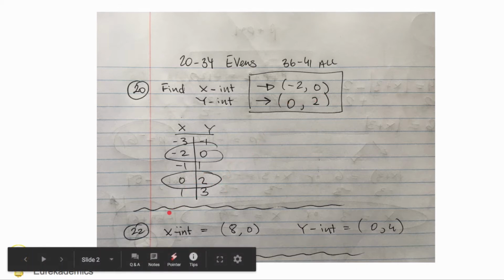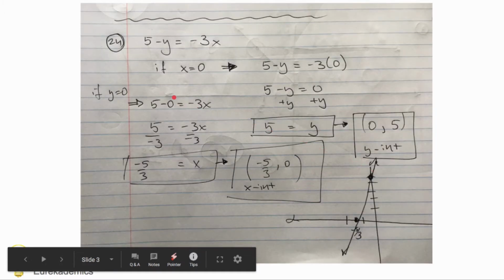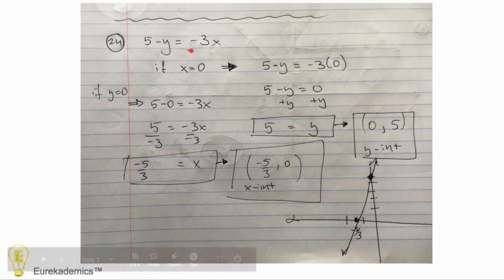Number 22 is the same thing. You would look at your data table: x-intercept (8, 0), y-intercept (0, 4). Number 24, you were given this equation. Now you don't have to do anything with it because we're graphing using x and y intercepts.